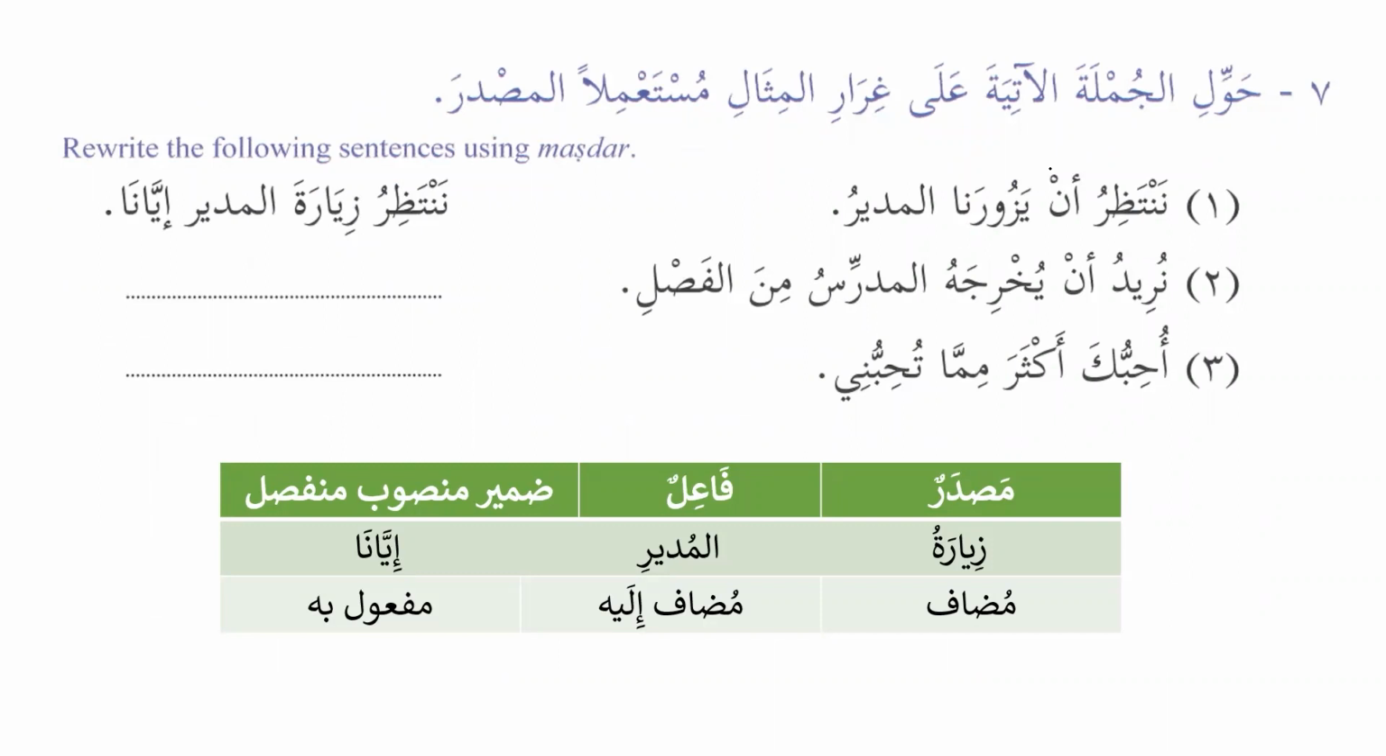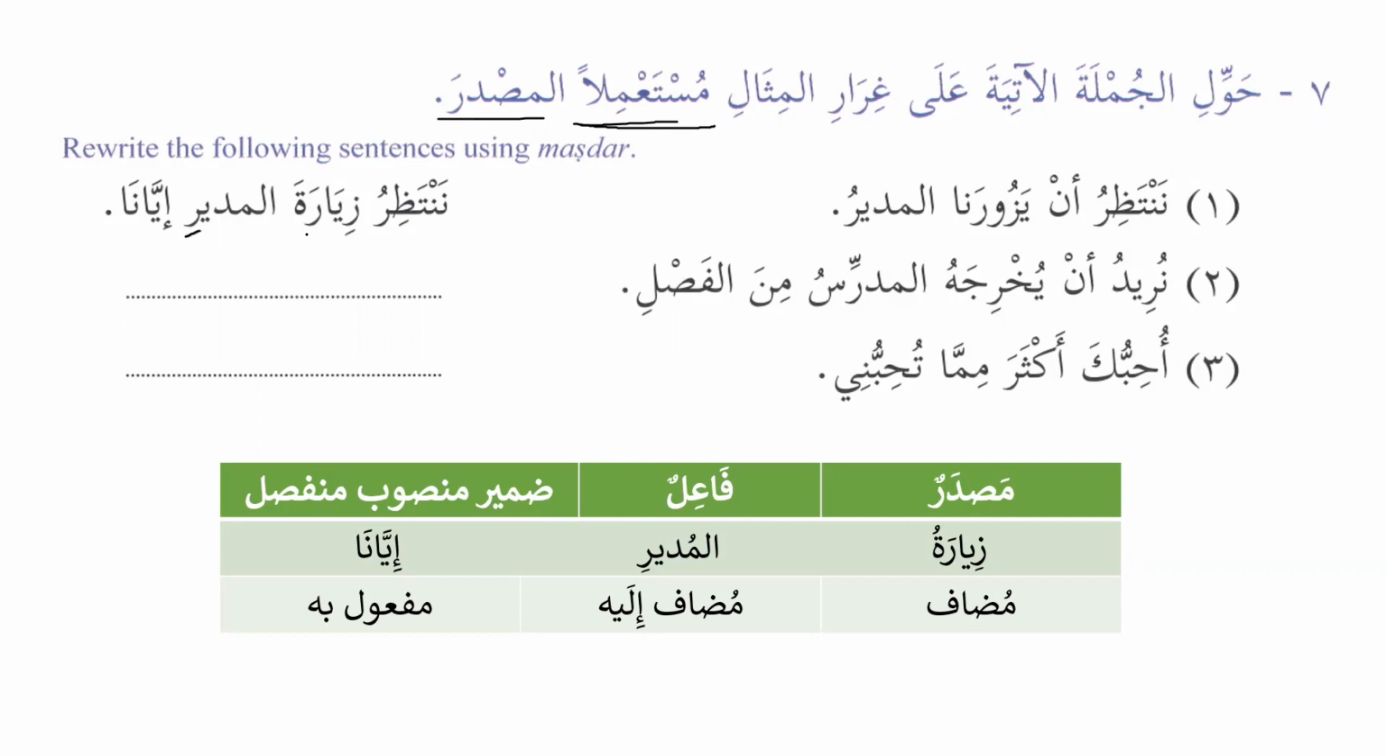حول الجملة الآتية على غرار المثال مستعملا المصدر. Now we have to change the sentences on the pattern of the example that we have over here by using what? By using al-masdar. Okay. So it says, ننتظر أن يزورنا المدير. We will wait for the headmaster to visit us. مصدر مؤول. ننتظر زيارة المدير إيانا. We will wait for the headmaster to visit us.